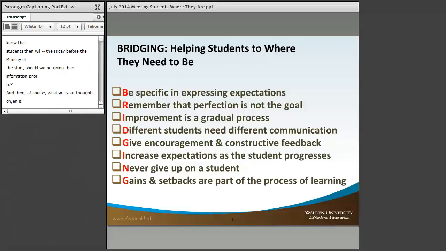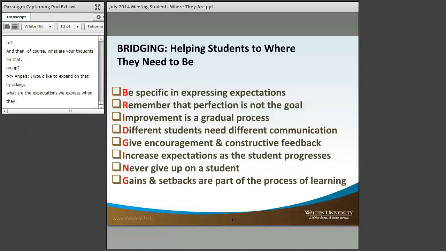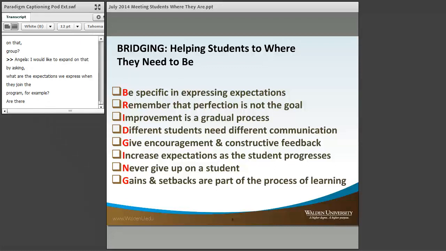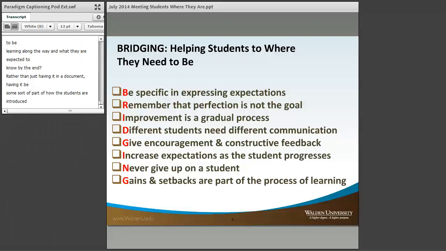I would like to expand on that a little bit by asking, what are the expectations we express when they join the program, for example? Are there programs that explicitly outline for the students exactly what they're going to be learning along the way and what they're expected to know by the end, rather than just having it in a document, having it be part of how the students are introduced to the program?